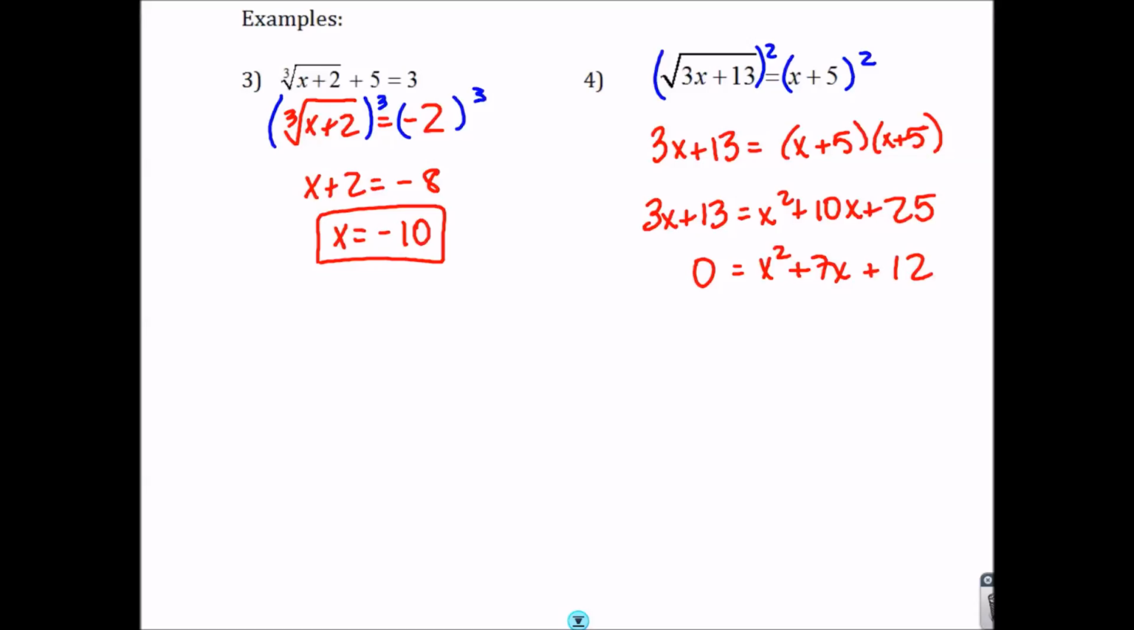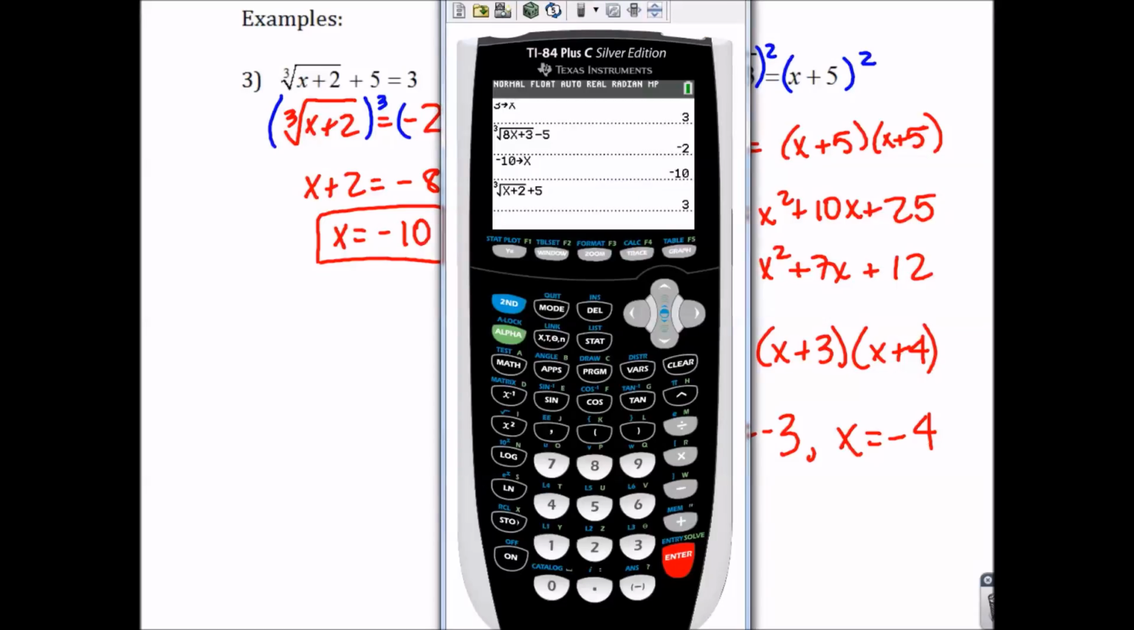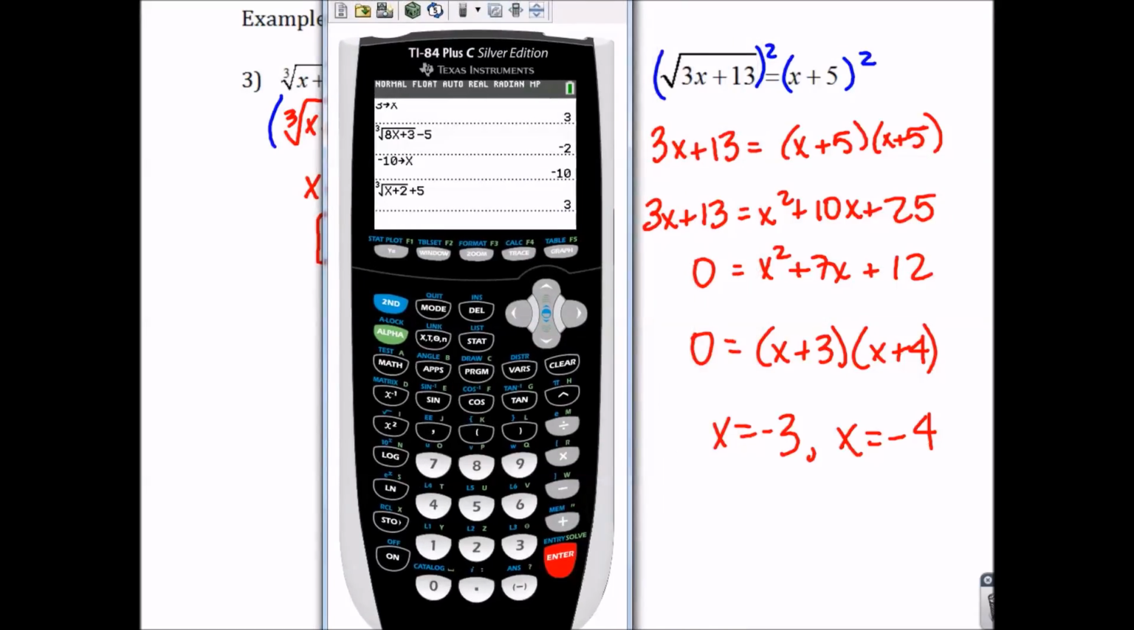Then, to factor, I need to find two numbers that multiply to 12 and add up to 7, which are 3 and 4. So my factors are x plus 3 and x plus 4. When I solve this, I end up with x equals -3 and x equals -4. So I need to check both of these answers. Let me check -3 first.